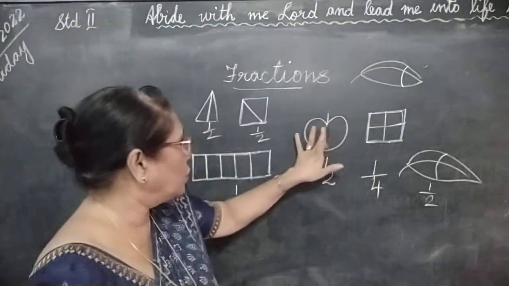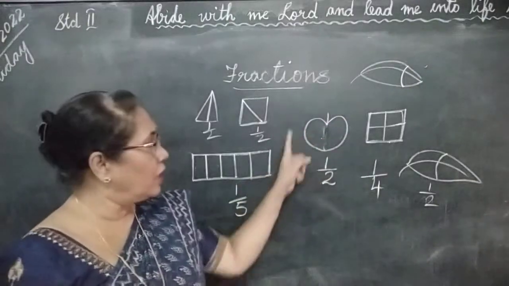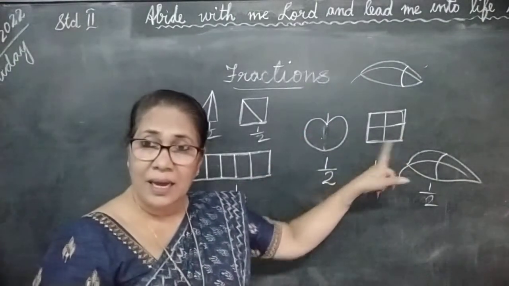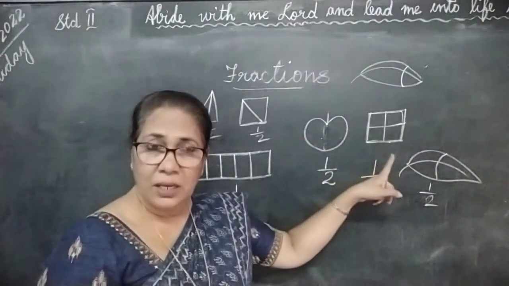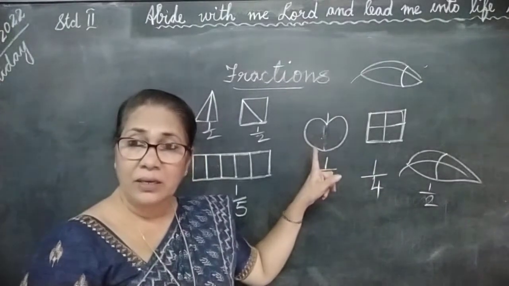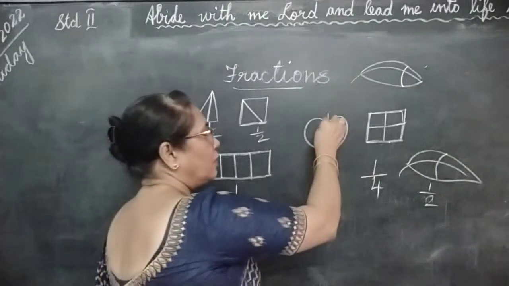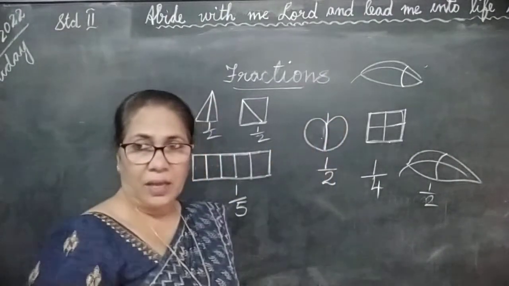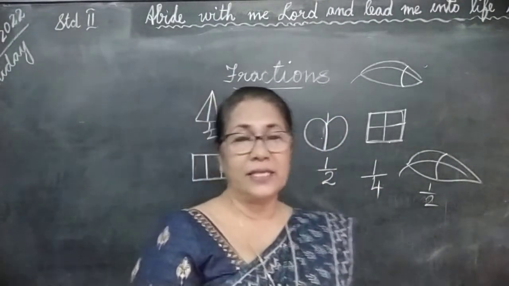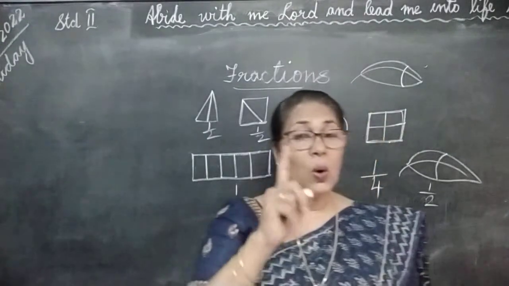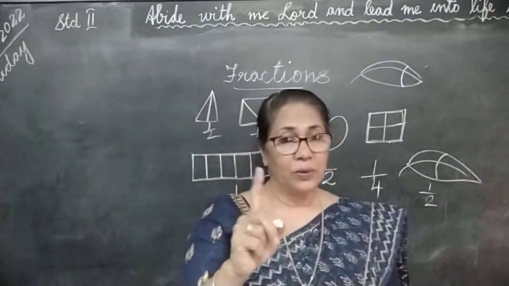See, these 2 together, when you put them, how much do you get? Are you getting 2 apples? Then how many apples are you getting here? 1 itself. 2 halves make 1. See, now I made it into 2 halves. When they are put together, how many do you get? You get 1 whole apple. Okay.